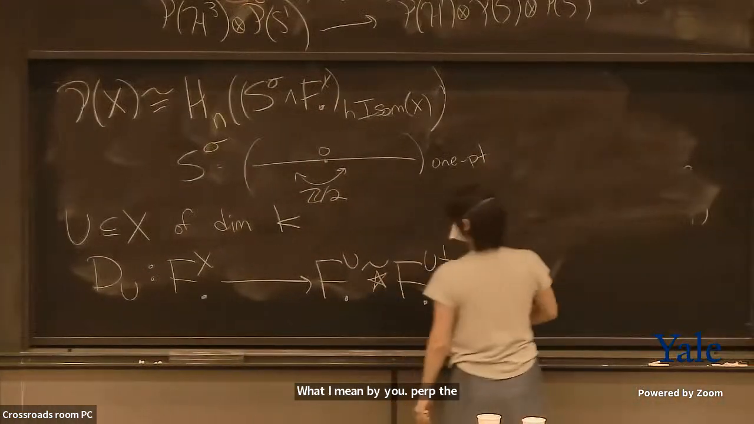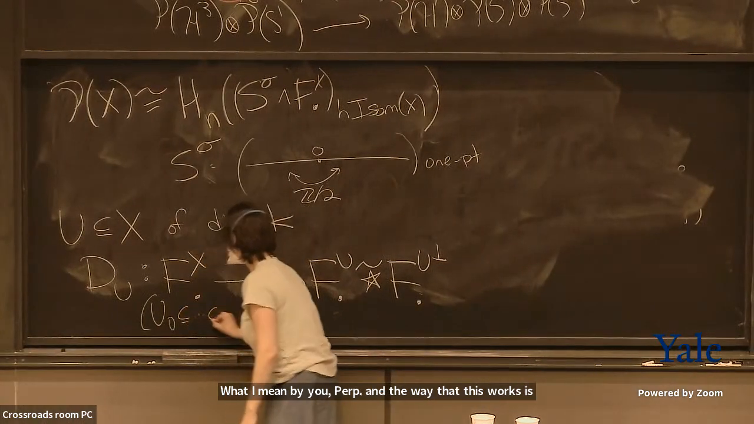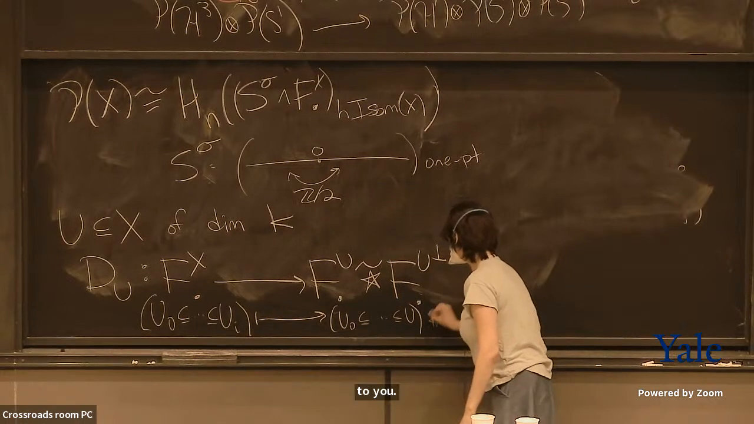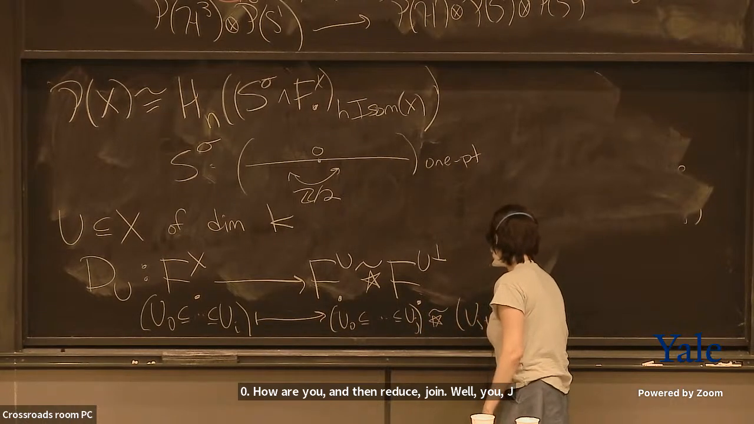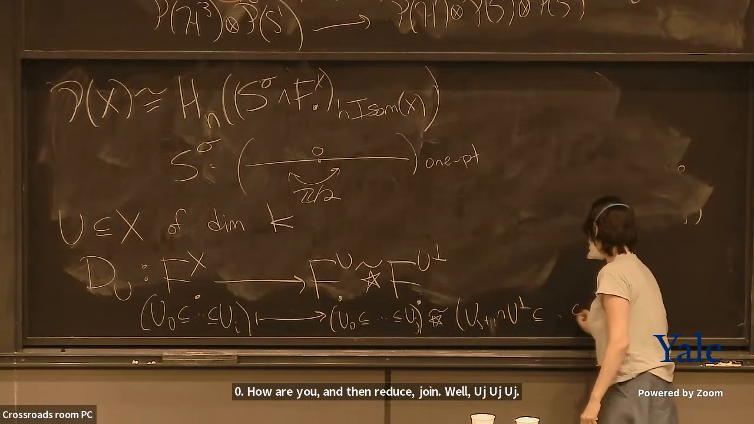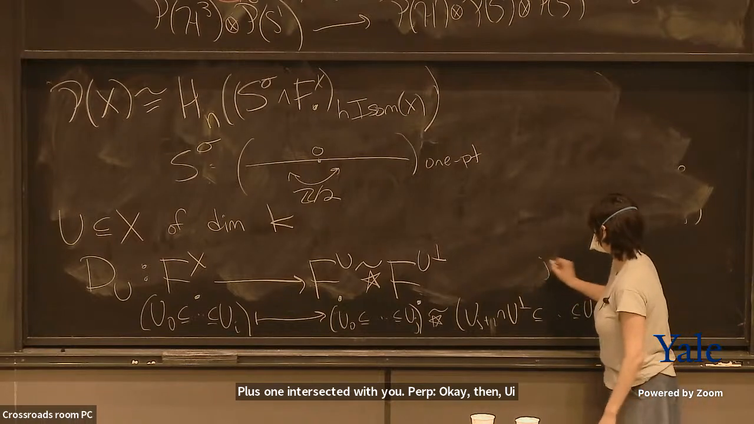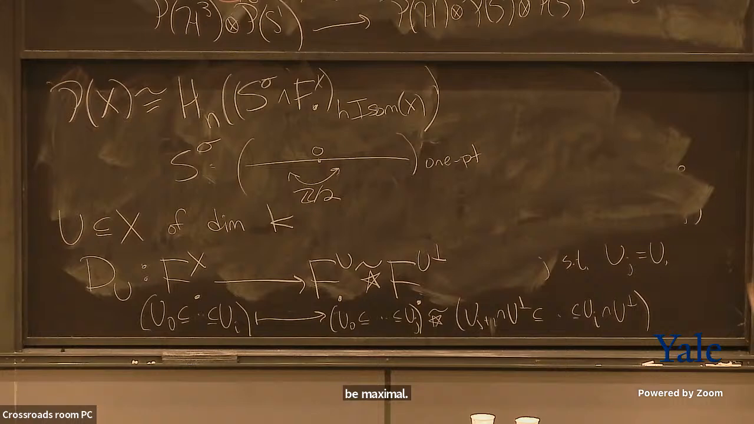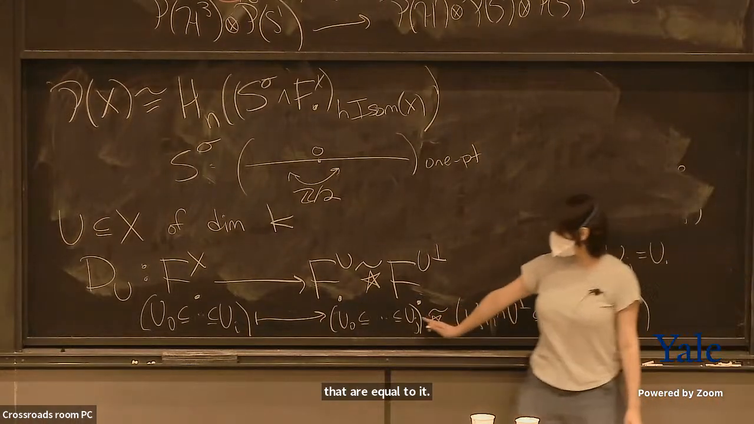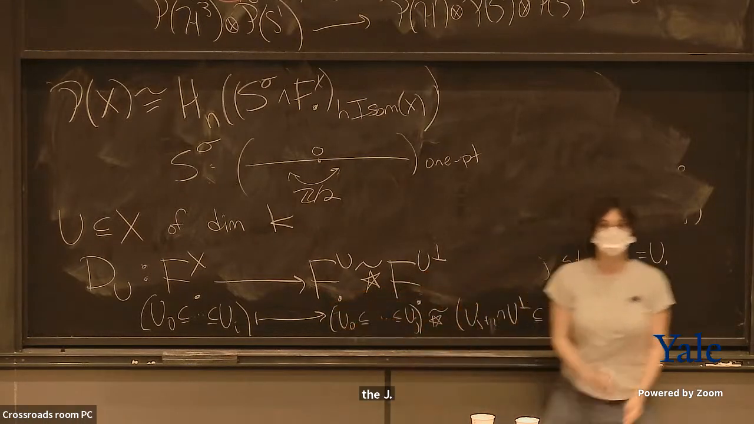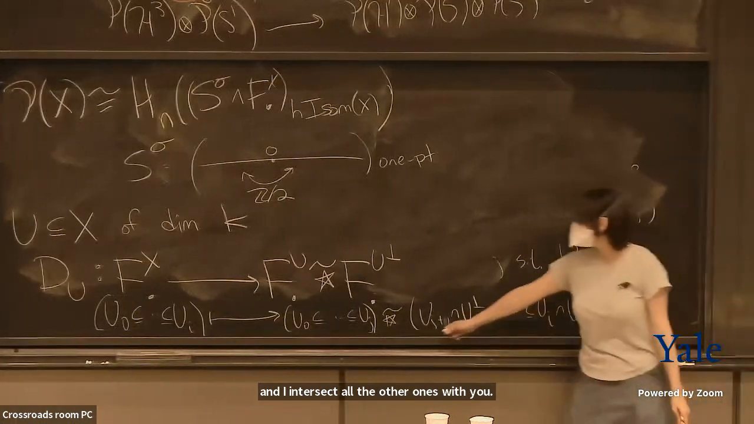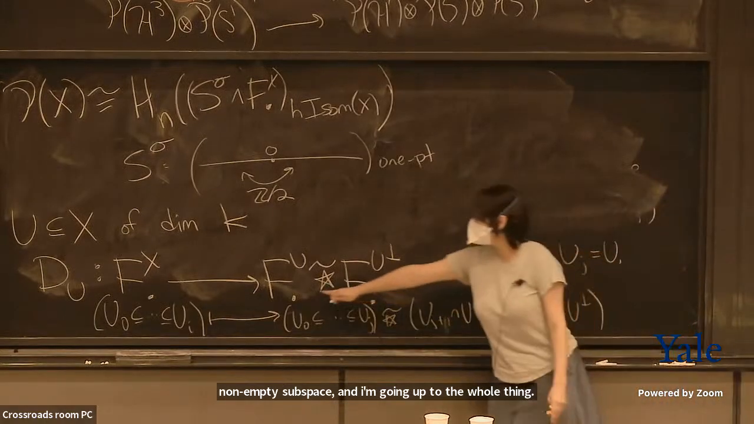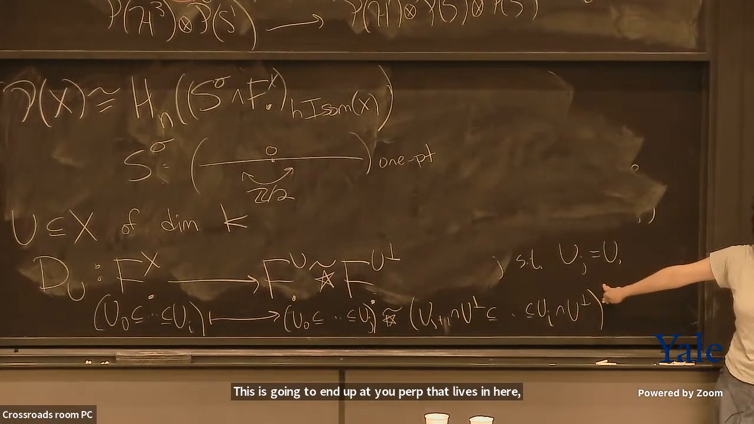And the way that this works is I have a flag U_0 all the way up to U_I. And I map this to U_0 through U_J, and then reduced join, U_{J+1} intersected with U perp, and so on up to U_I intersected with U perp. And I pick J such that U_J equals U. And I want it to be maximal. I don't want any silliness about there being extra ones that are equal to it. I take the maximal J so it's equal to U. And then I stop at J, and that's a perfectly good flag inside this building. And then I intersect all the other ones with U perp. And U_{J+1} is bigger than U_J, so that's going to be a proper non-empty subspace. And then going up to the whole thing, this is going to end up at U perp. And that lands in here. And obviously that only works if this J exists. And if this J doesn't exist, we just map it to the base.